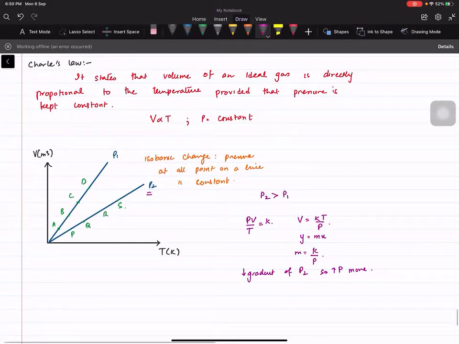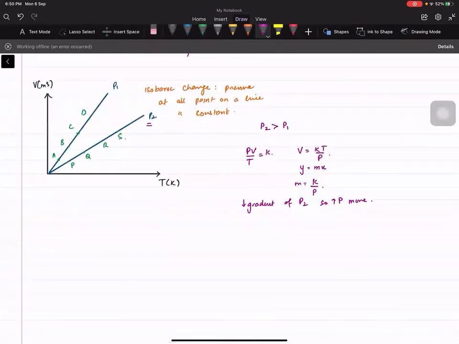ठीक है, अब हम चलते हैं. The main question is, how does isobaric change affect the first law of thermodynamics?